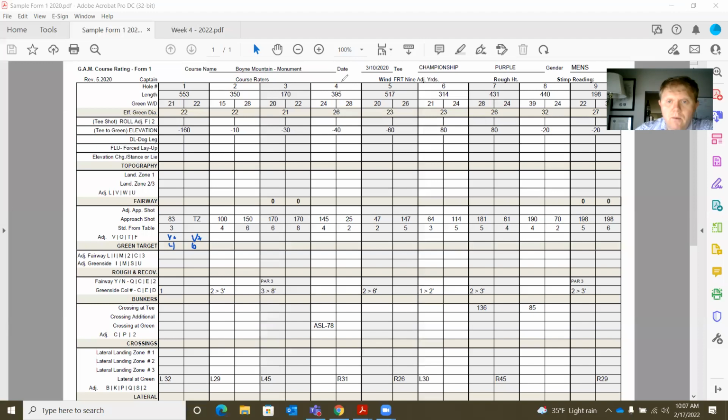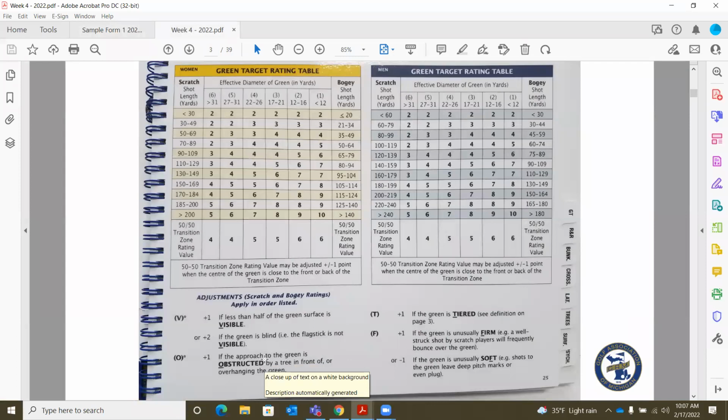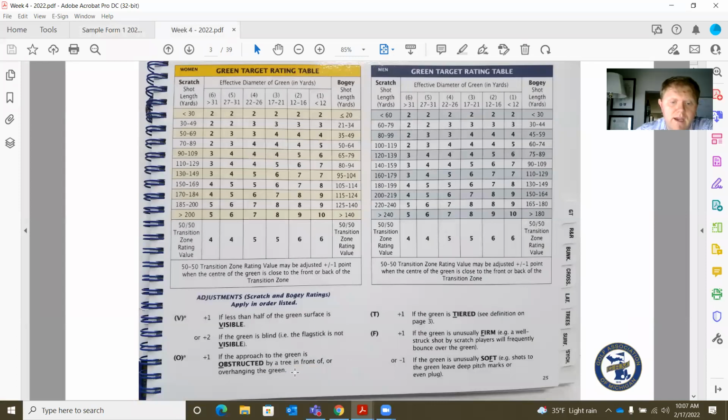All right, so that's just one example there. Some additional adjustments. We have an O adjustment if the approach to the green is obstructed by a tree in front of or overhanging the green. This happens frequently as well. You might have branches that overhang the edges of the green.